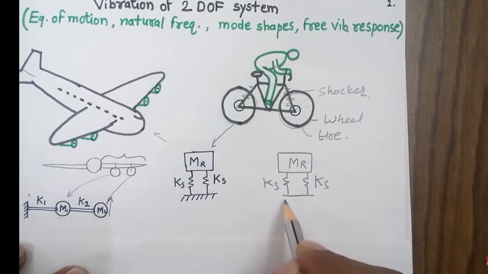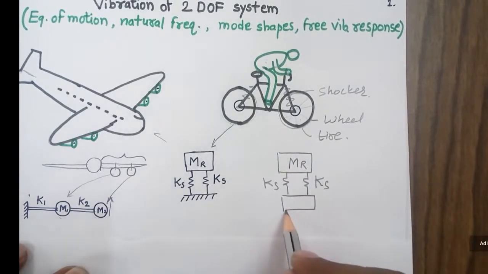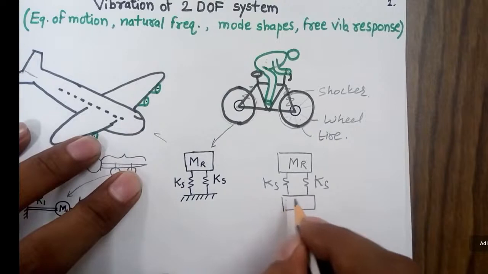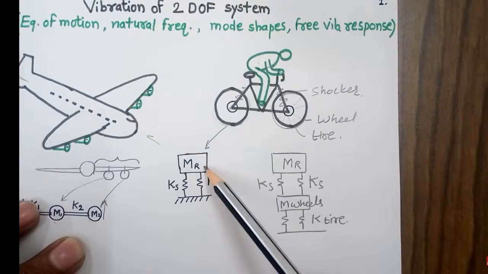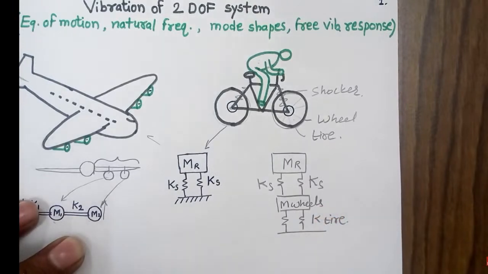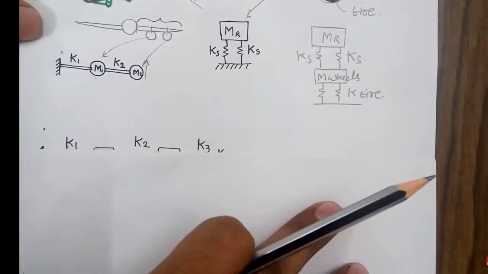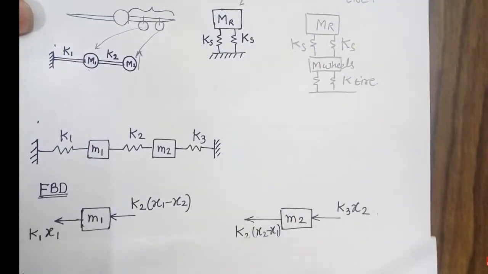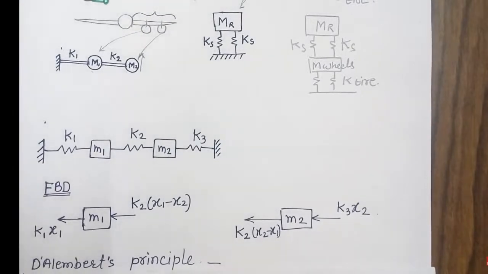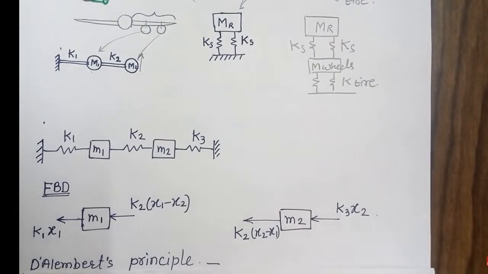Then he can consider a second mass which is the mass of the wheel. So that is a 2 degree of freedom system. Even we can make the model more complicated by adding more degrees of freedom by considering different spring elements between the masses. Now after this, I would consider a very simple case of two masses connected with three springs, and I will try to develop the equation of motion for this system.